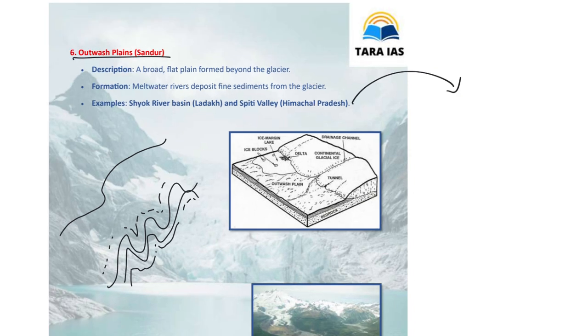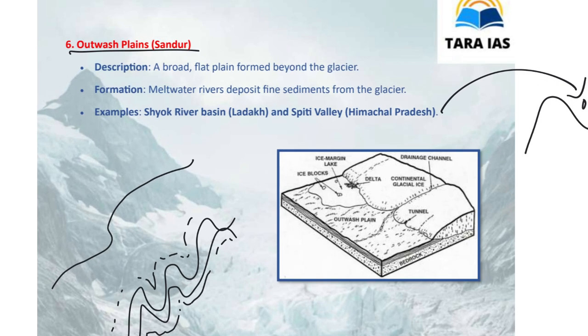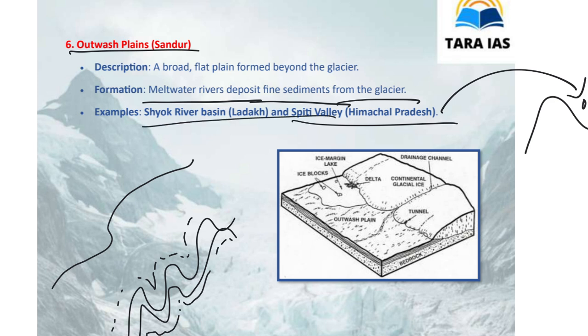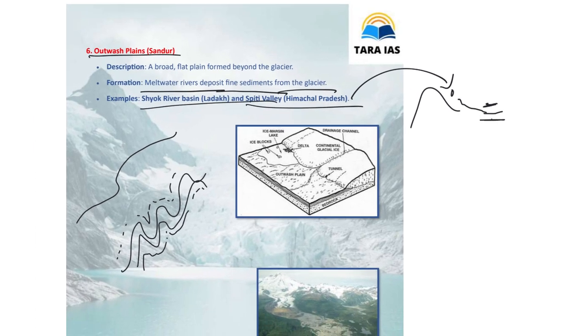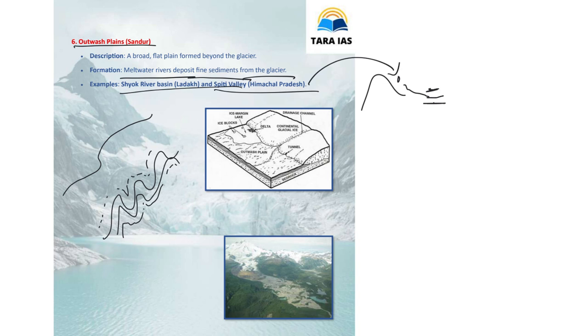So what happens, when the glacier's water got melted, as it moves some distance, in its lateral sides it deposits. So that is what we call outwash plains. Okay, melt water river deposits fine sediments from the glacier, right? What are the examples? Spiti Valley of Himachal Pradesh and Shyok River Basin of Ladakh. Fine. So these are all the depositional and erosional features of glaciers, landforms formed by glaciers.